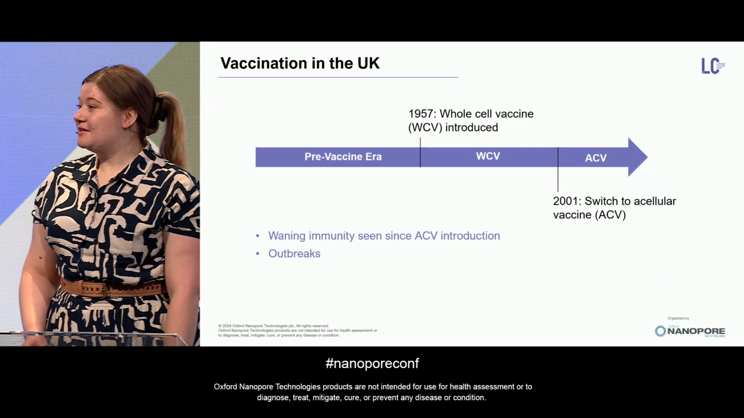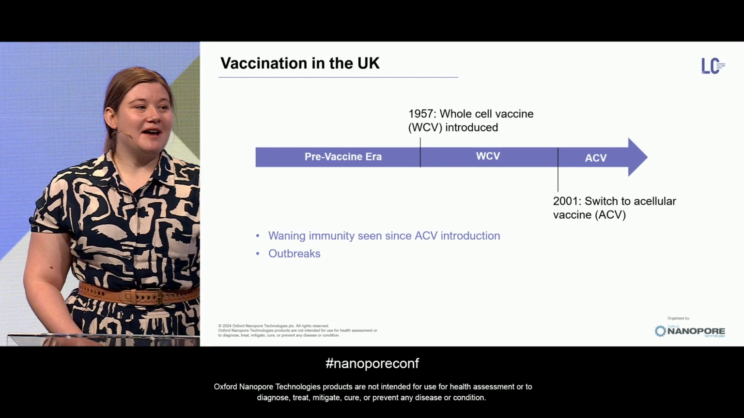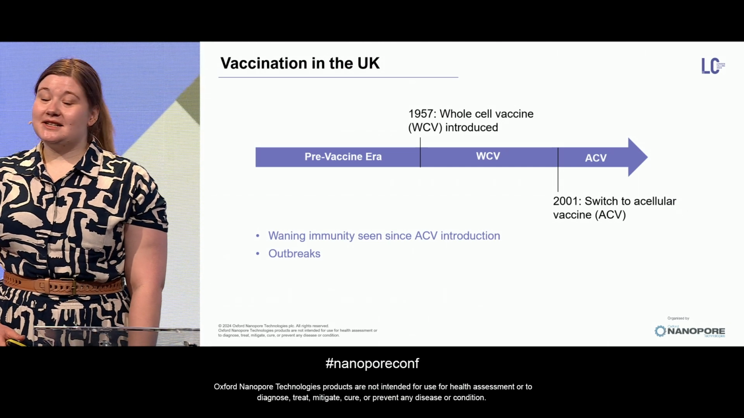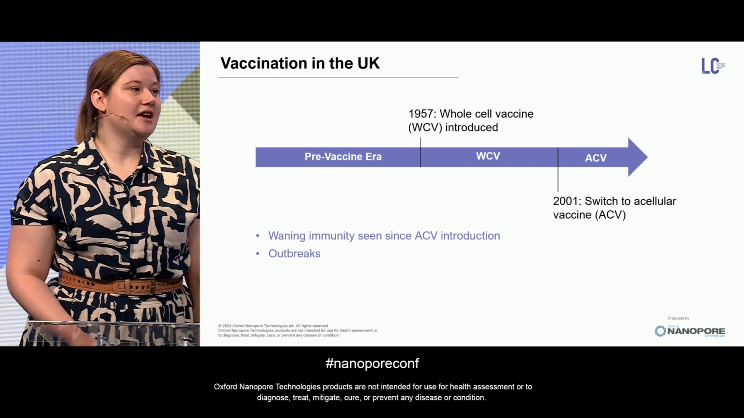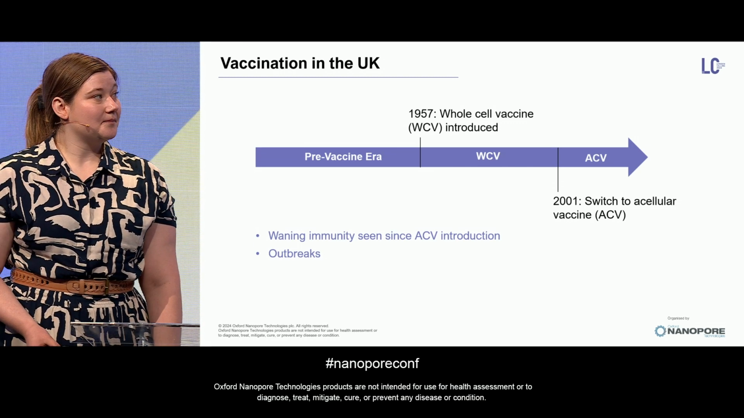So today I'm going to talk to you about Bordetella pertussis evolution in the UK over the last century. Bordetella pertussis is a bacteria that causes whooping cough exclusively in humans, and we've had a vaccine for this since the 1950s. This was replaced in 2001 with an acellular vaccine, a different type of vaccine that includes 4 to 5 purified antigens from the bug.